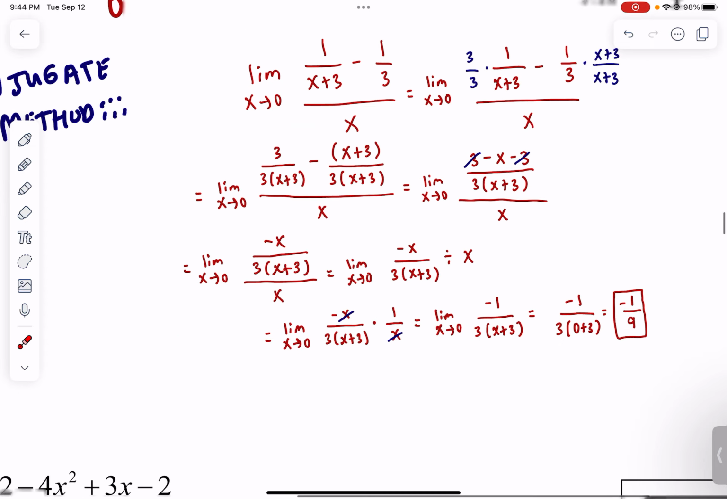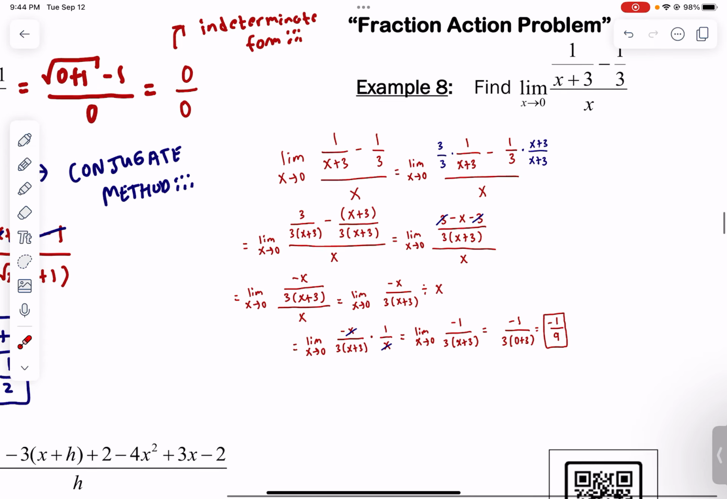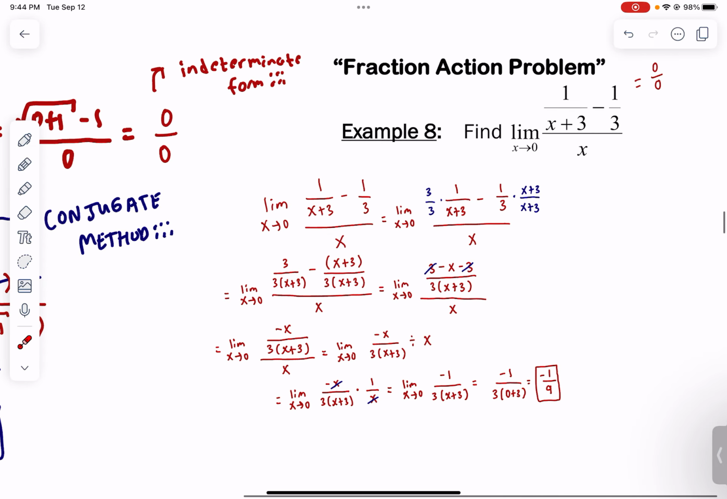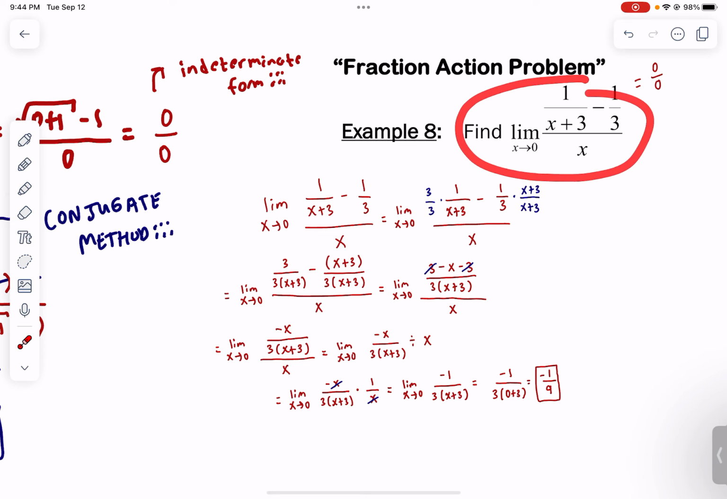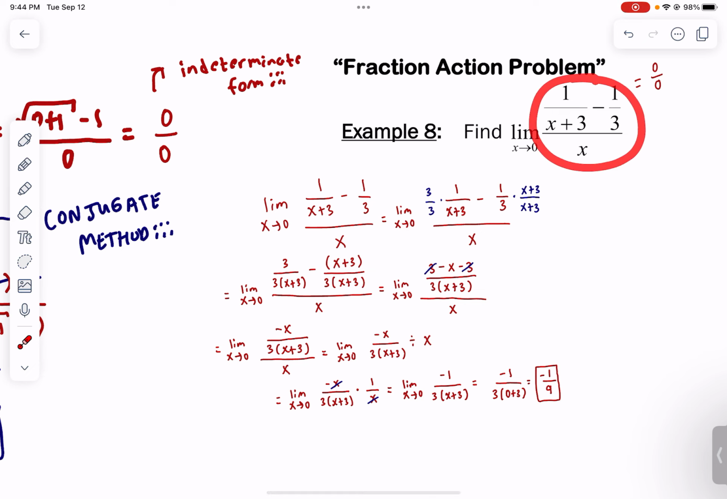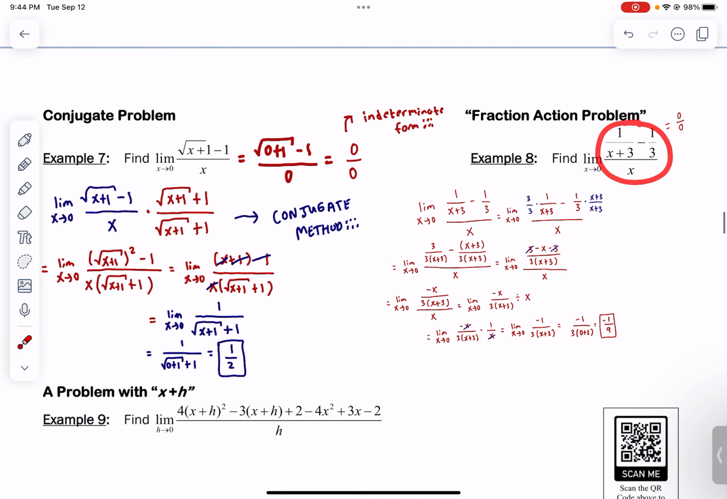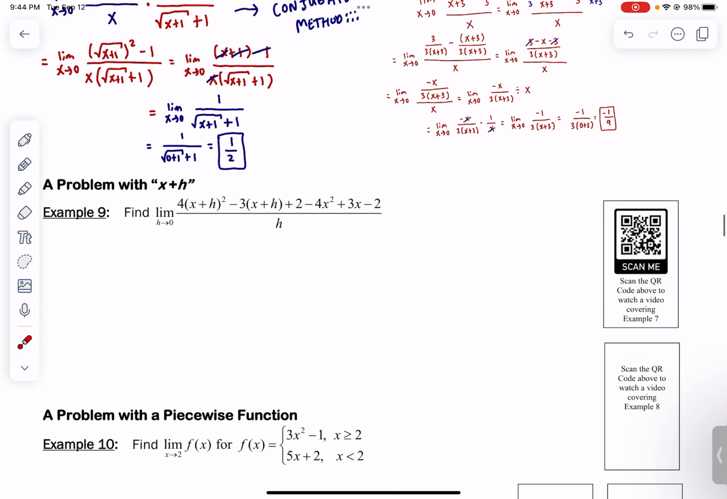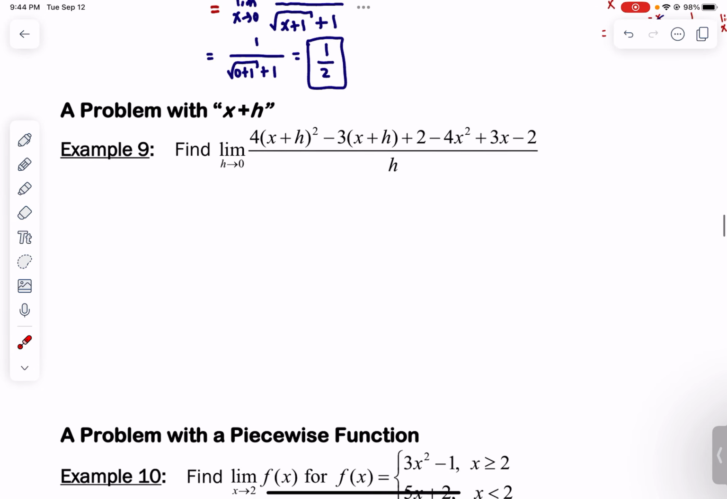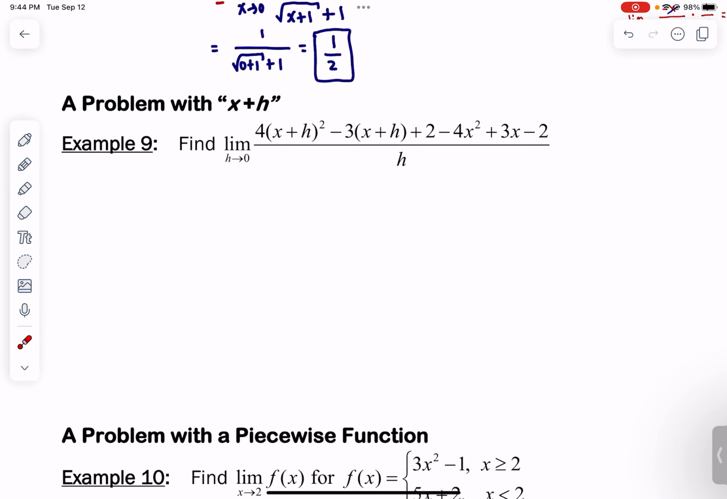Okay. So once again, this type of problem is called the fraction action problem. Please make sure that you get common denominators when you're dealing with these types of expressions. So that will definitely help you on the homework. Now let's go over to example number 9, which is called a problem with x plus h.